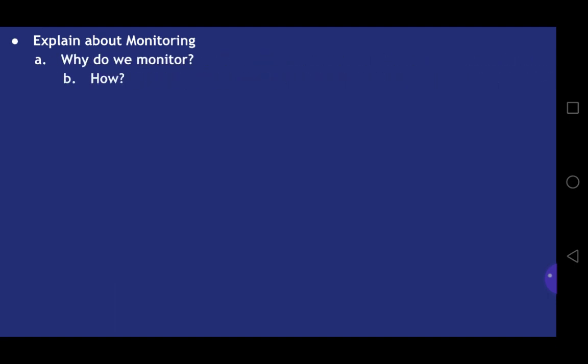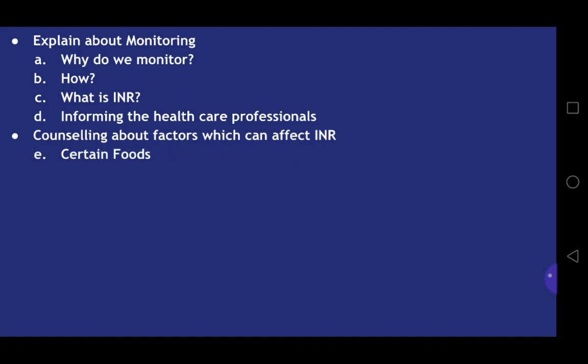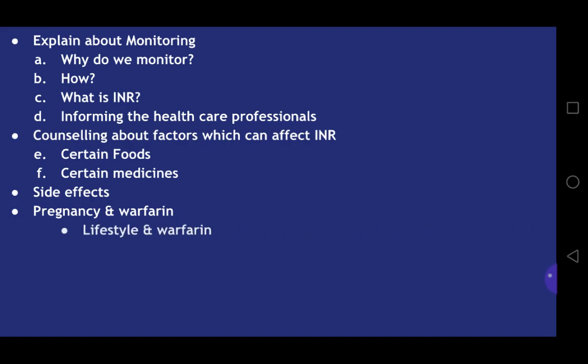Next step is explaining about monitoring: why we monitor, how we monitor, what is INR, and when the patient needs to inform the healthcare professionals. Then counseling about factors which can affect INR, for example, certain foods and certain medicines. Then telling about the side effects. If a female patient of childbearing age, then you need to tell about pregnancy and warfarin. You need to give lifestyle advice.